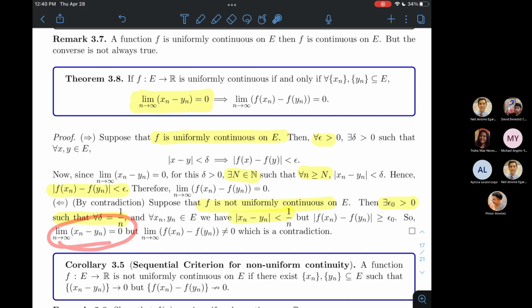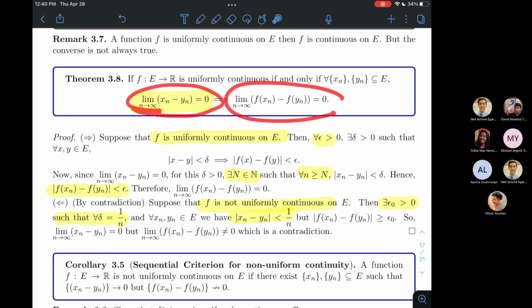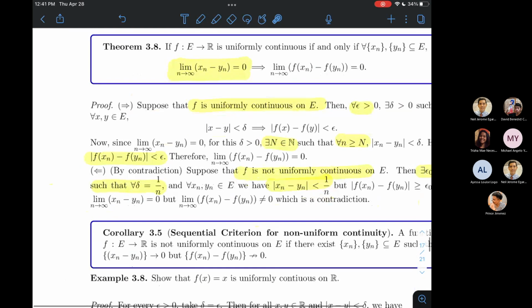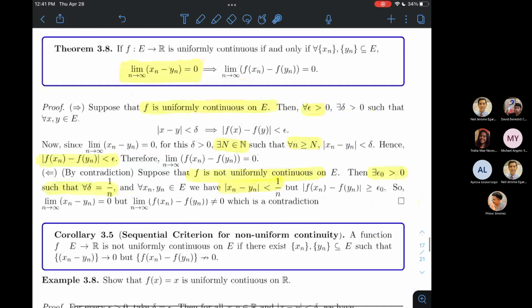So, we now know that the limit of xn minus yn is equal to 0. Oh, but that is part of our assumptions. Remember that the assumption in the converse case is kapag nakakita ka ng sequence na ganito yung limit property, then mag-follow na ito. Yung limit ng function values nila ay equal kay 0. Okay? So, pero, ano yung meron dito?